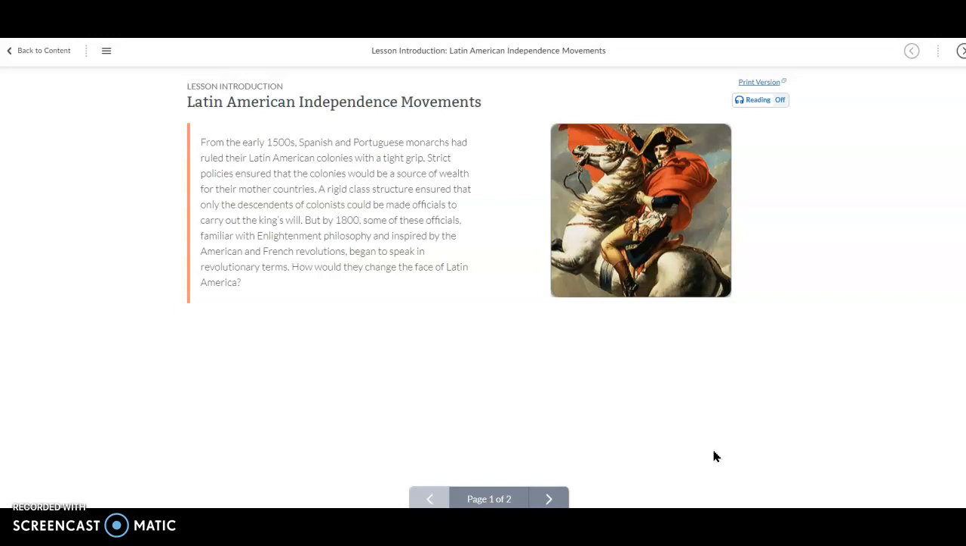So all Latin American countries were originally owned or colonized by European countries during this time. So the people who are living there are starting to think in revolutionary terms, and about how they're going to become independent in the face of these changes in Enlightenment philosophy.